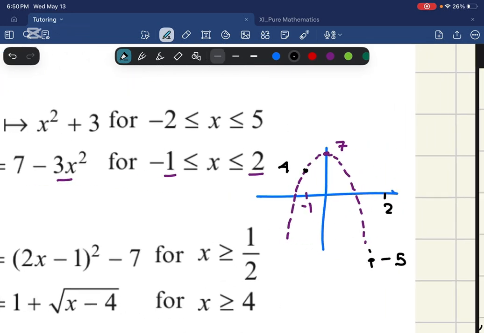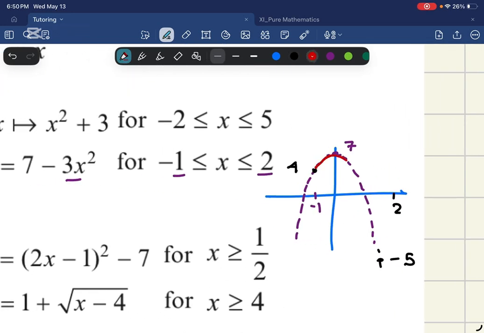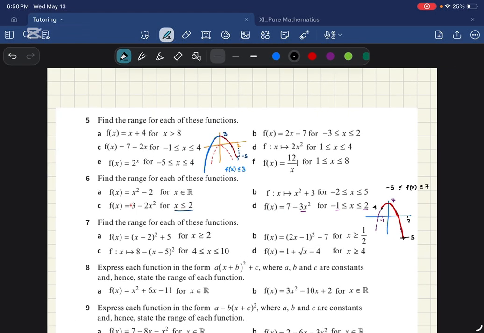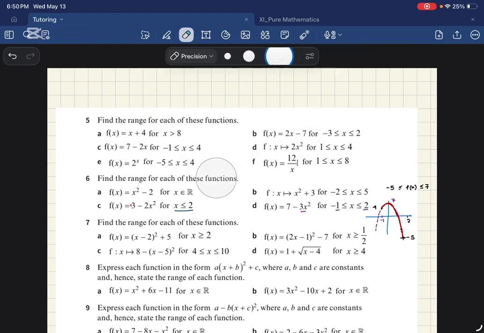Okay. So my function, I only need to consider this part of the graph, the one that I'm showing in red. So what are my possible output values? Well, f of x is always less than or equal to 7, right? 7 is the maximum it can take, and -5 is the minimum that it can take. So it's going to be bigger than or equal to -5 here, and it's going to be less than or equal to positive 7. All right, so now we are done with question 6.